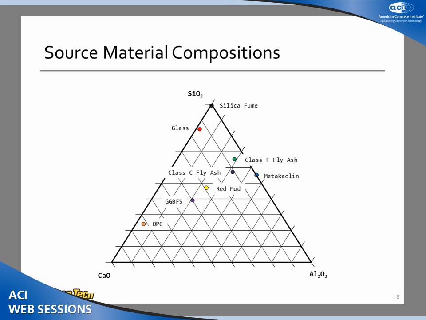So this probably looks really familiar. Mostly these are supplementary cementitious materials, and a lot of the requirements are very similar to what will work in an OPC system as what will work in a geopolymer system. But mainly, we want to focus on those materials rich in silica and alumina.